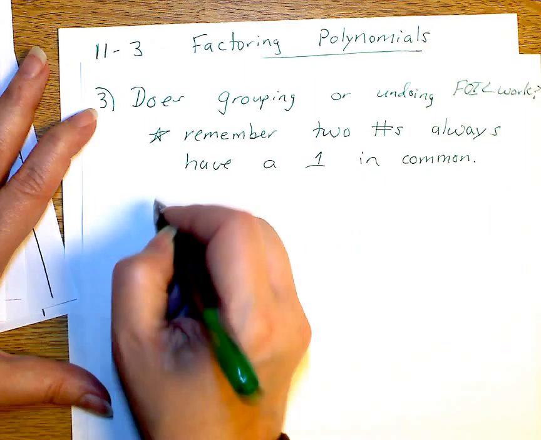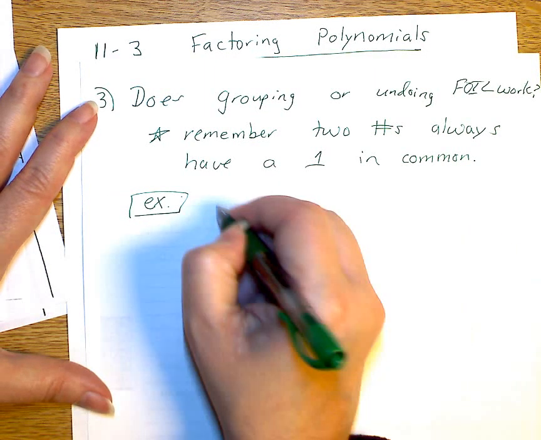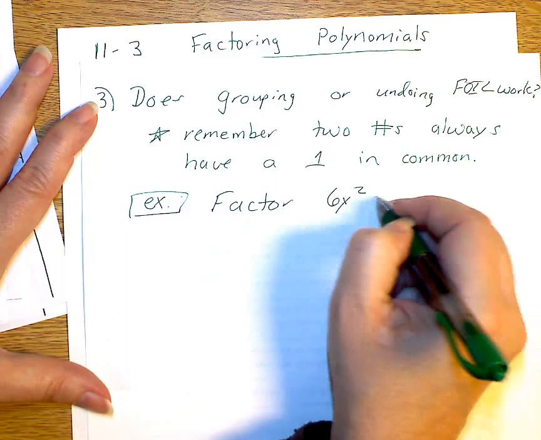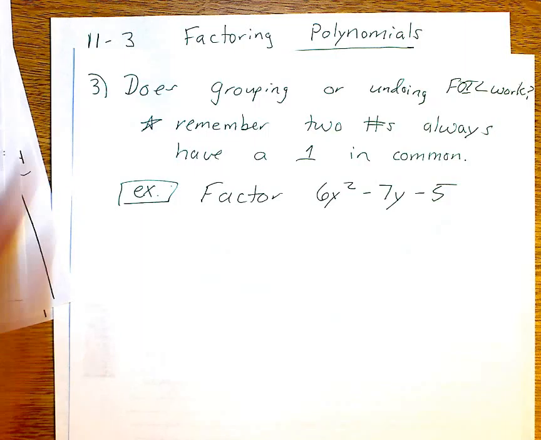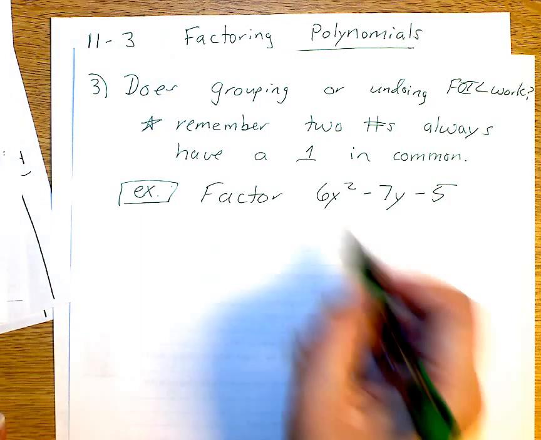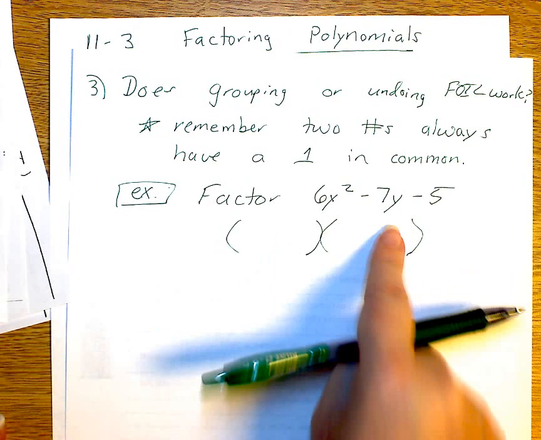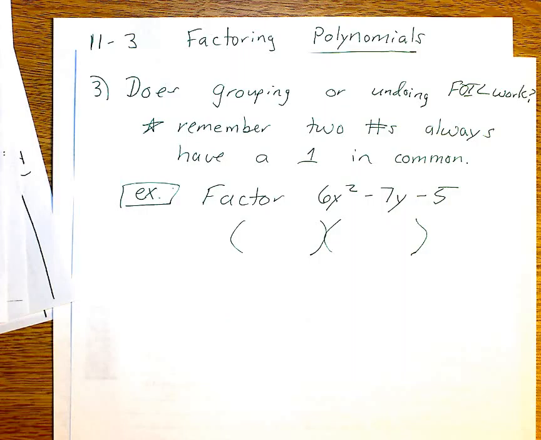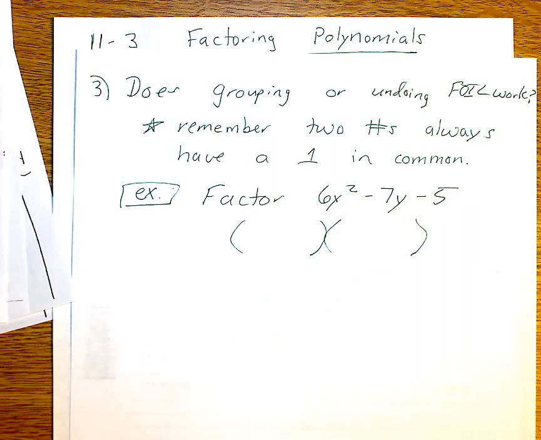All right, the example of this. Factor 6y squared minus 7y minus 5. What it means when you're factoring, remember, you're looking for two numbers that when you multiply them together are going to give you this. What two binomials did we have that when we FOILed them out gave me this? Now, I'm going to tell you how the book does it.